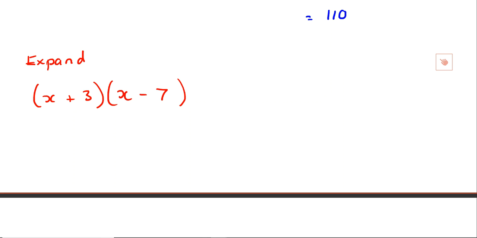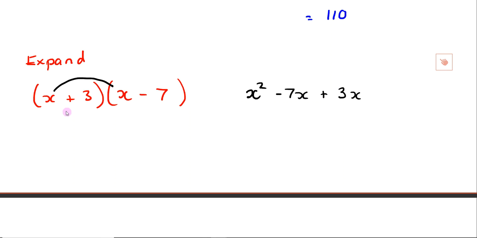Anyone want to tell me the answer straight away? Anyone? x squared plus 7x minus 7x plus 3x. Oh yeah, and then x squared. Nope, you haven't finished yet. Oh yeah, we've done the firsts.